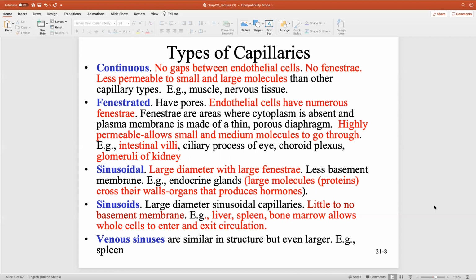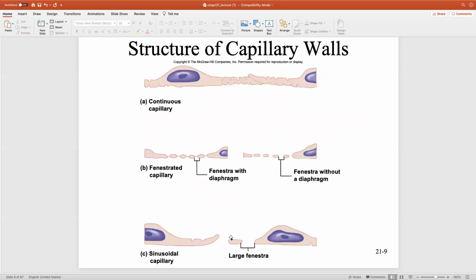So let's take a look at the sinusoidal ones. Big gaps between the cells, large gaps and large fenestra with no diaphragm. So then when your thyroid gland produces thyroid hormone, the cell produces it and it's useless unless we introduce it into the bloodstream. So what happens?